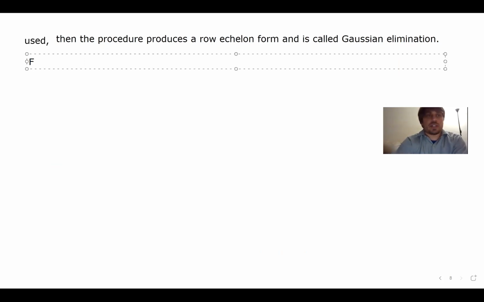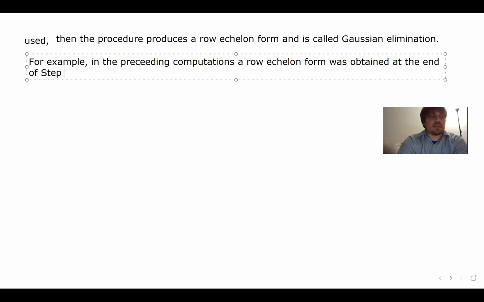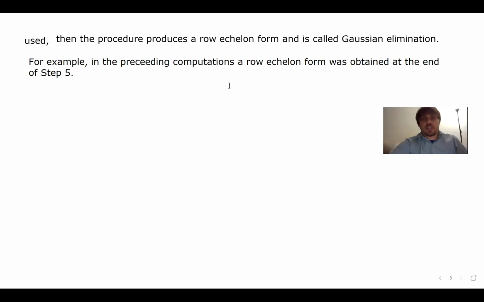Okay, and so, for example, in the preceding computations, a row echelon form was obtained at the end of step 5. Okay, good. So we finished that long example. Okay, so we're now done.